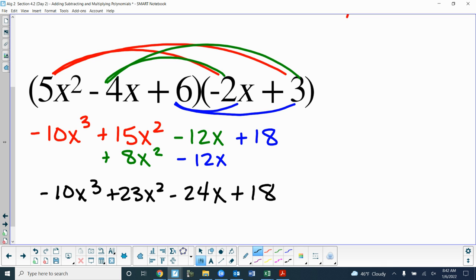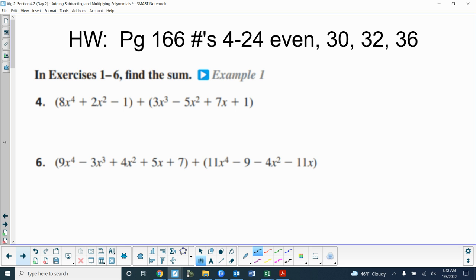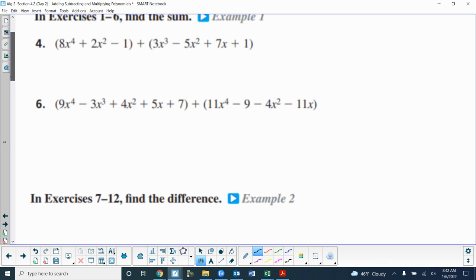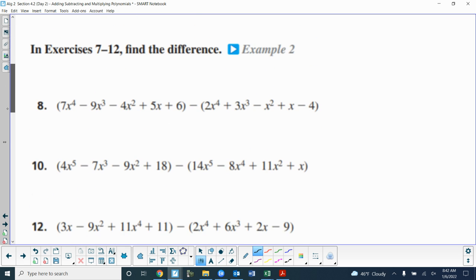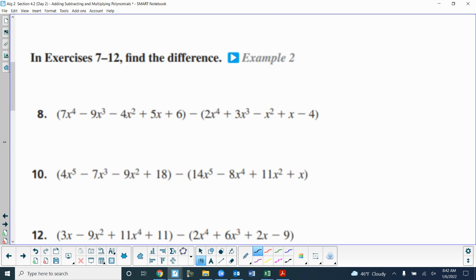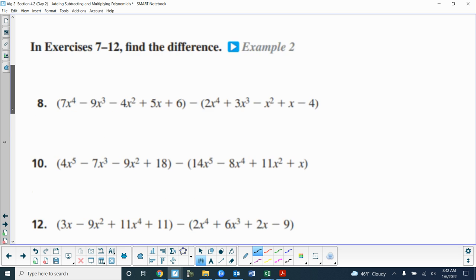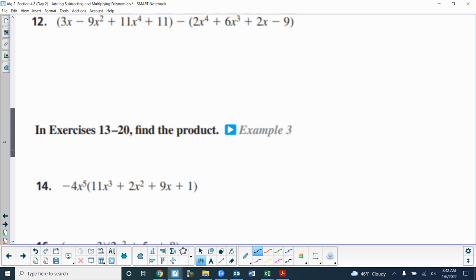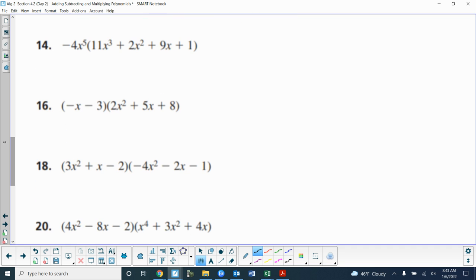Okay, so I gave you the answers to the homework. All right, any of these that you would like me to go over with you? 4 and 6 is addition. 8, 10, and 12 is subtraction. Any of those you'd like me to go over? Not sure about? Nolan? 16? All right, so this is multiplication.